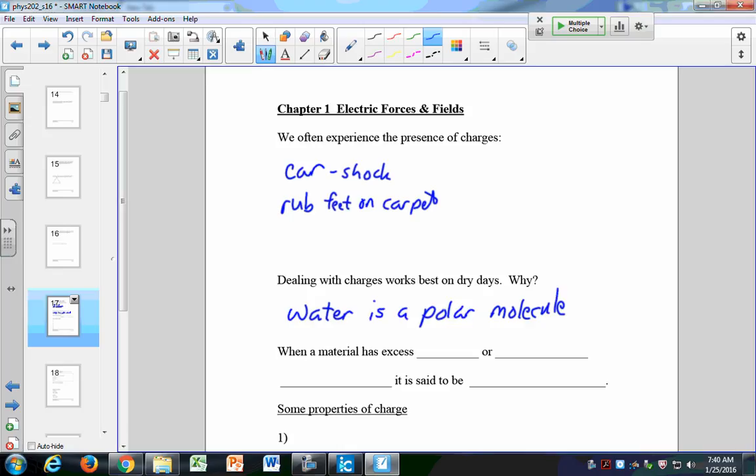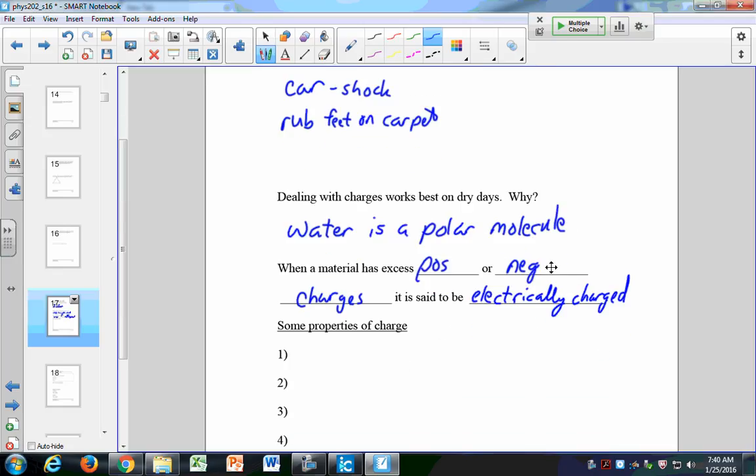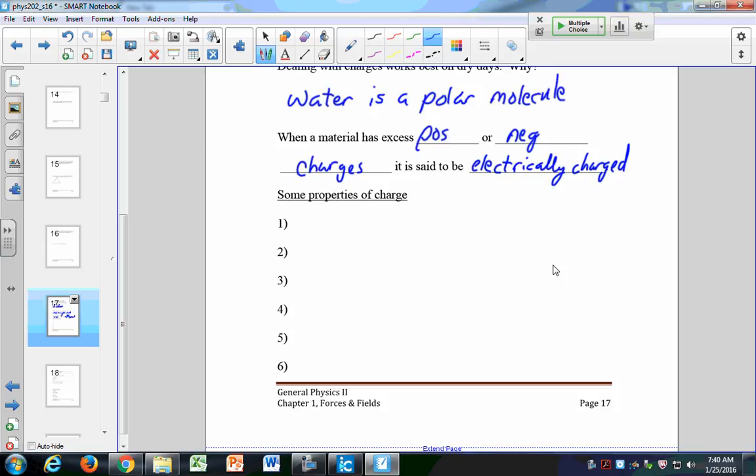All right, so when a material has excess positive or negative charges, it is said to be electrically charged. And we have some basic properties of charges, which you probably witnessed before. We have both positive and negative charges.